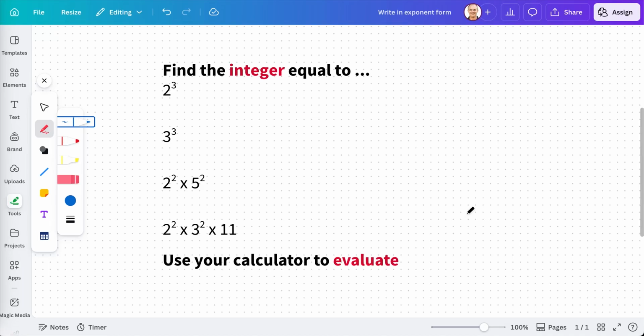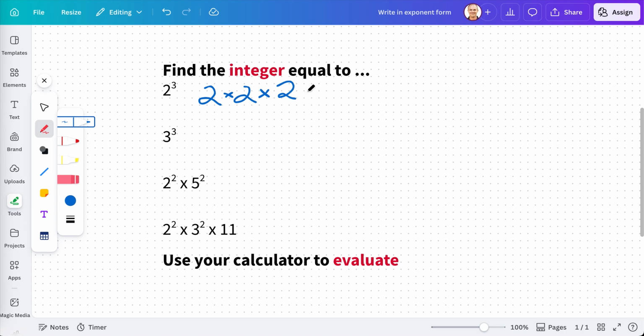So let's do a little exponent practice here with our math. These first four problems say find the integer equal to, and this first one is 2 to the third power. We know that the third power just means that it's going to be 2 written 3 times and multiplied by itself.